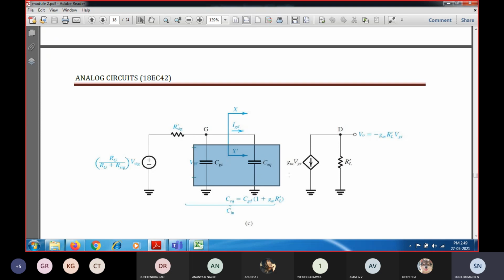Because of this, we need to find out what is the value of the equivalent capacitance. So we are going to find out. In order to find that, we need to find out what is the current that is flowing from the gate to drain.